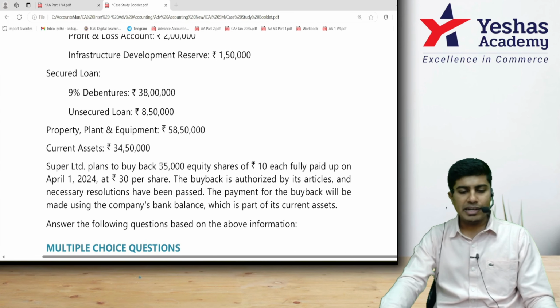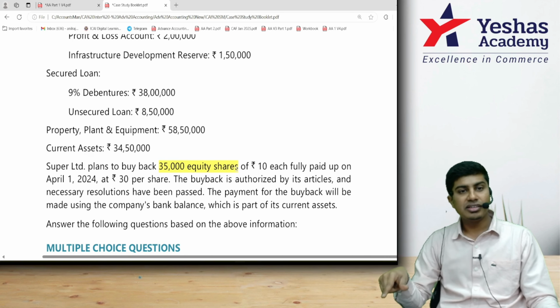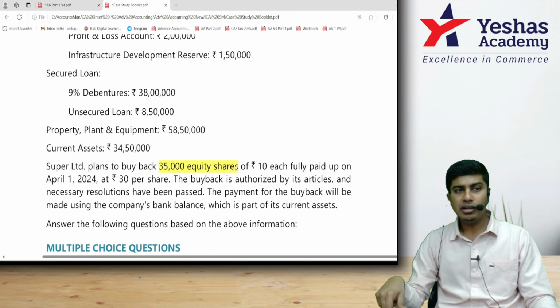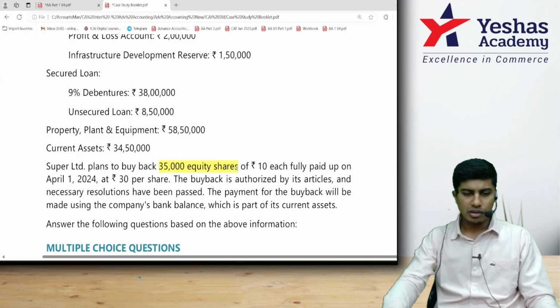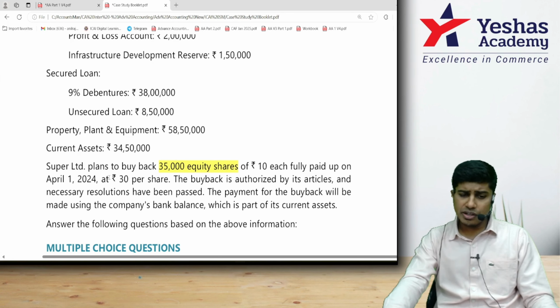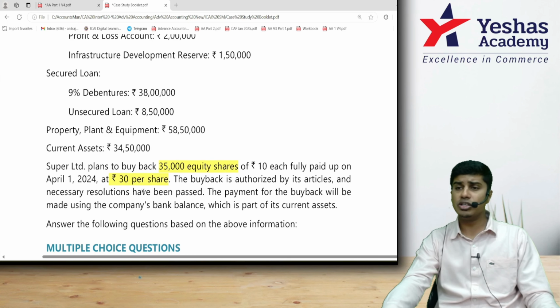Super Limited is planning to buy back 35,000 equity shares. They're not asking you how many shares can they do buyback of. They're saying that they are planning to do how many shares of buyback? 35,000 equity shares and each share is of rupees 10. And what is the price at which they are doing buyback? 30 rupees. The buyback is authorized by articles and necessary resolution that is required is also passed.